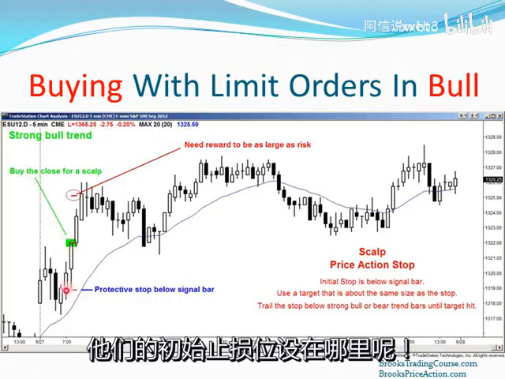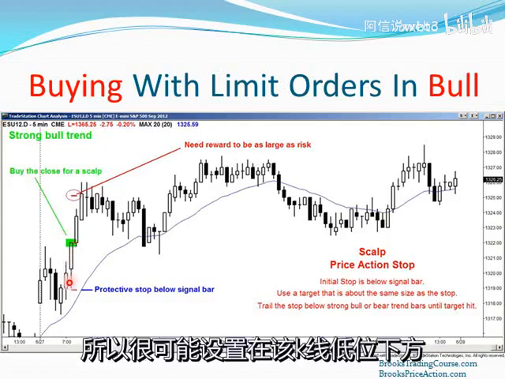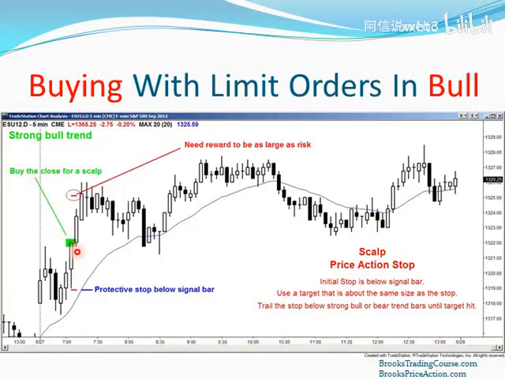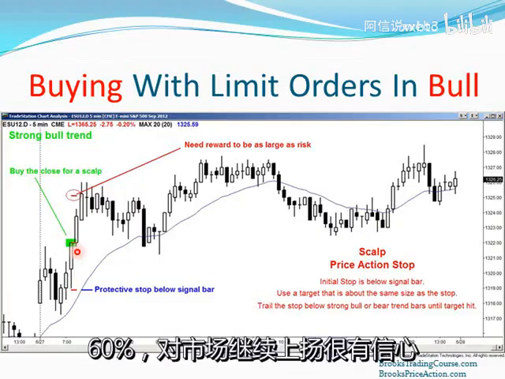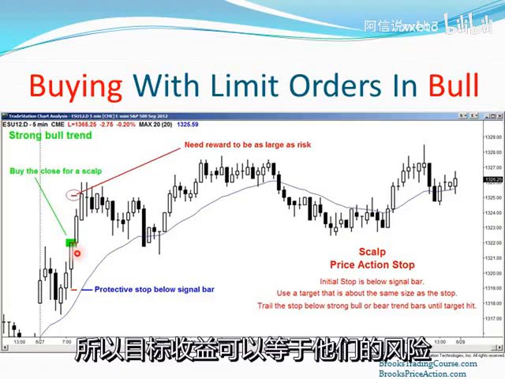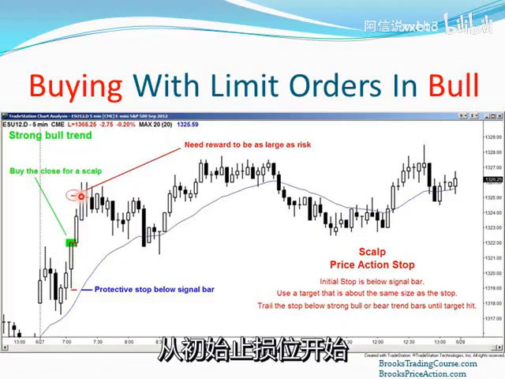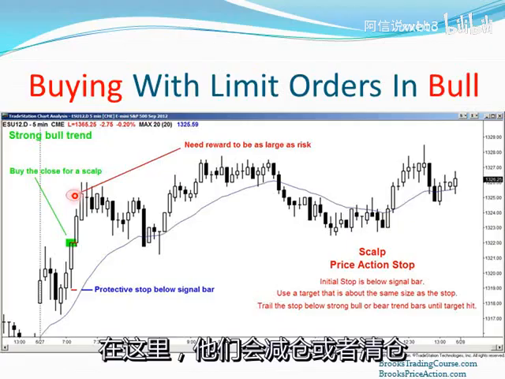Where's their initial stop? Probably at the bottom of this bar, since this is such a strong breakout bar. So now they know their risk. The probability is high, 60%. They feel confident the market's going higher, so they can go for a reward equal to their risk. They just find out where the measured move is from their protective stop. It's right here, and they'll scalp out part or all of their trade.